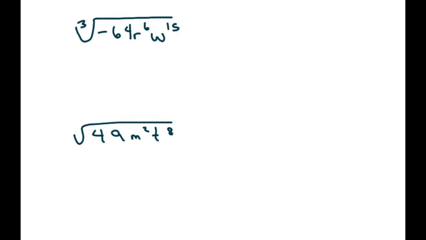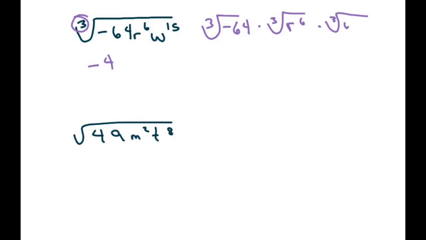Okay, the next one is this one. Since this is a cube, we don't have to do any absolute values, but the cube root of -64 is just -4. When you split this up, you can split it up this way: times cube root of r to the 6th times cube root of w to the 15th. So we took care of this one. That's just -4. This is going to be r to the 6th power.